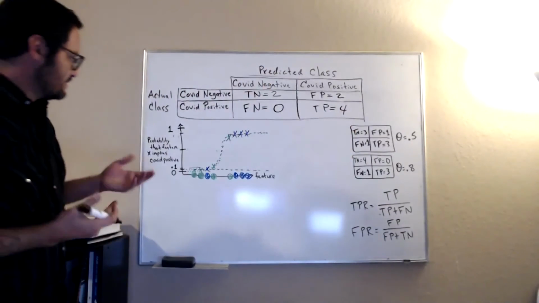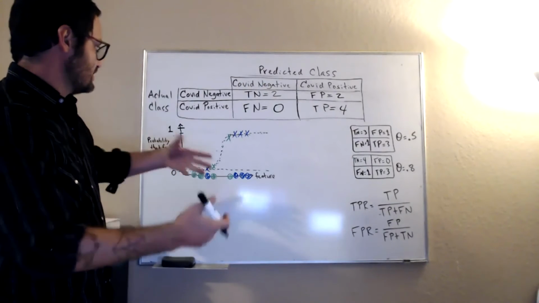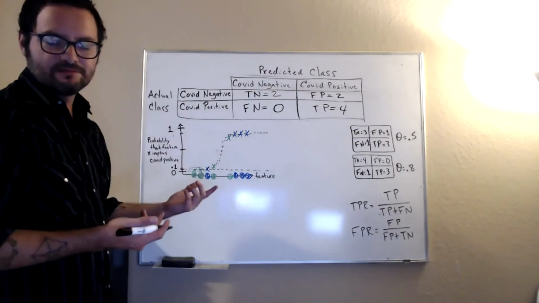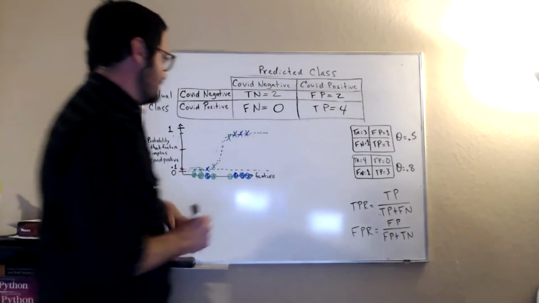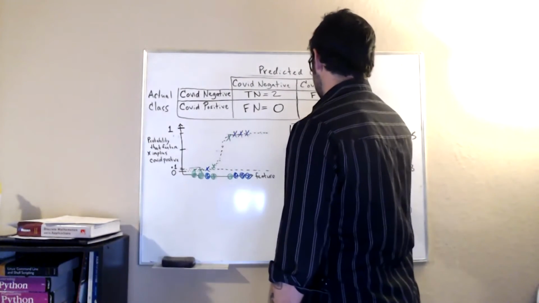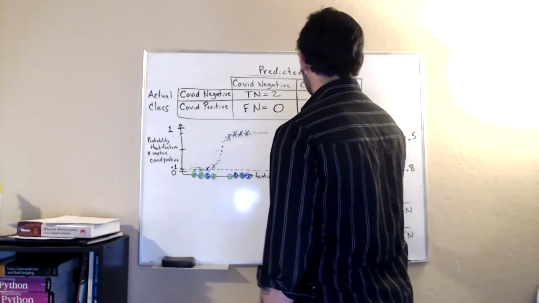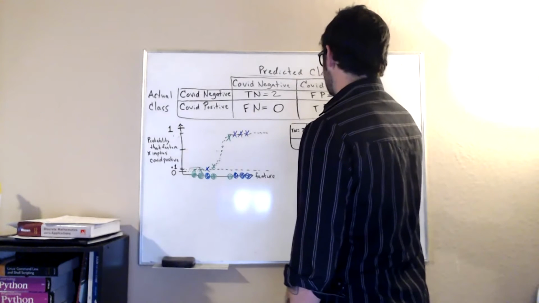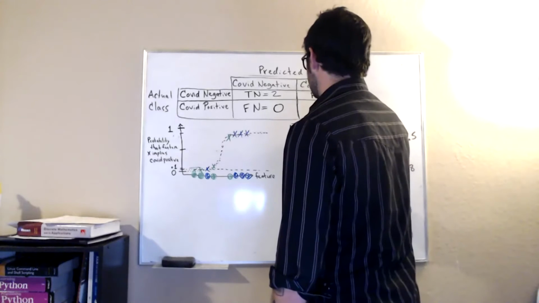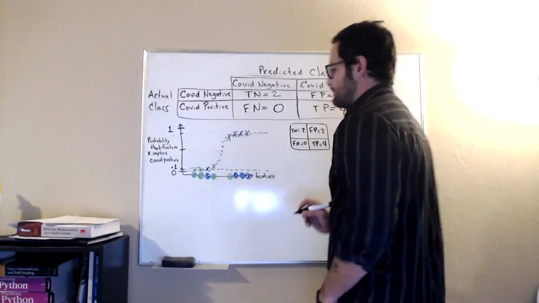So we were being overly cautious. We were like, if there is even a 0.1 chance that person is going to be COVID positive for this data set, we're going to say that they are. So we fill in our confusion matrix here. True negatives 2, false positives 2, false negatives 0, true positives 4.